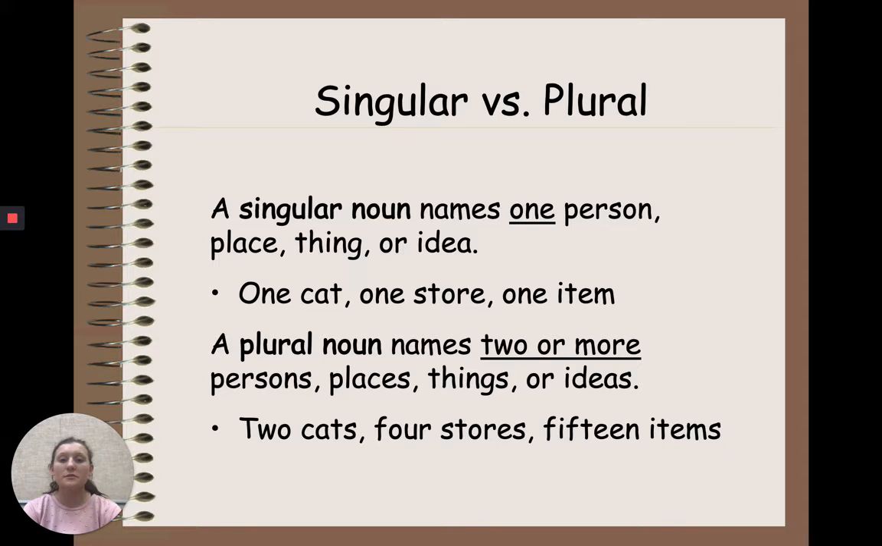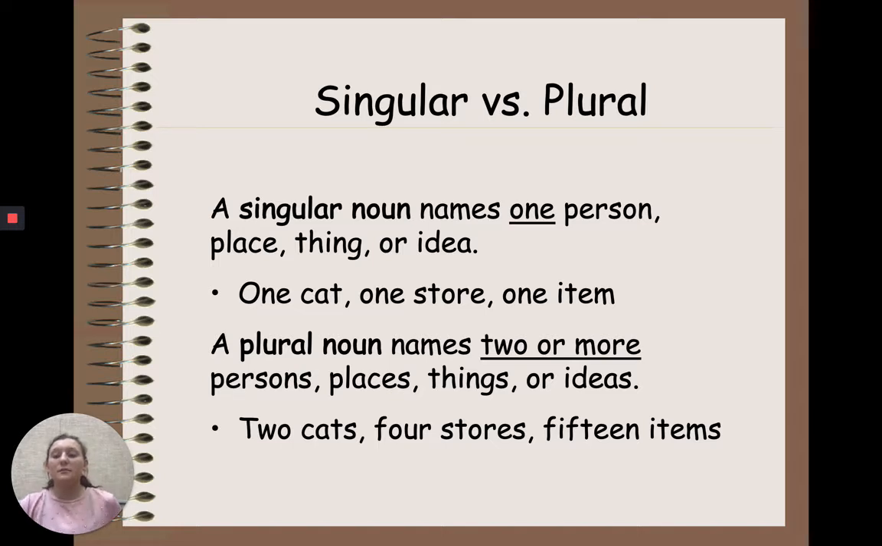So a singular noun names one person, one place, one thing, or one idea. So remember, a noun is always going to be a person, a place, a thing, or an idea. So a singular noun names one. So for example, we have one cat, one store, one item. So these are all examples of a singular noun.